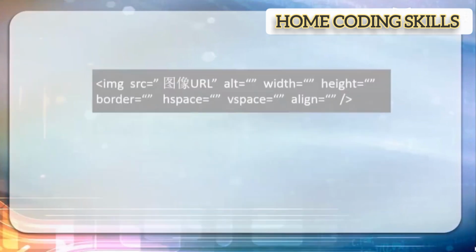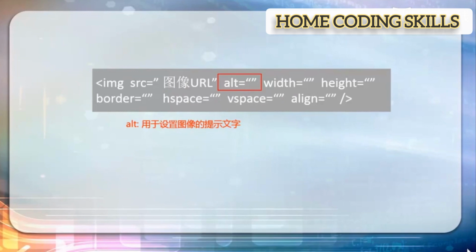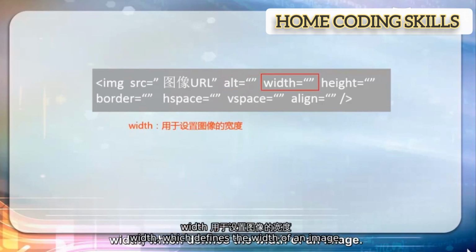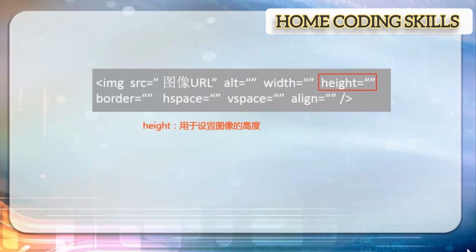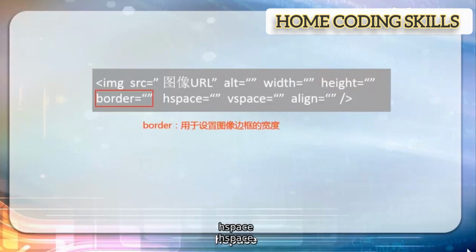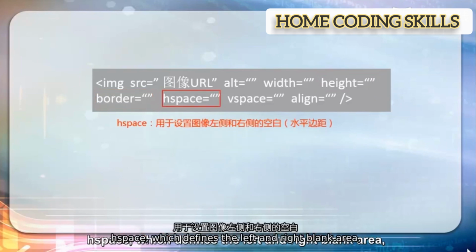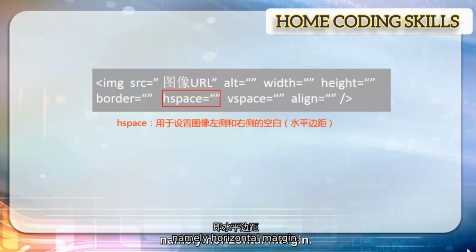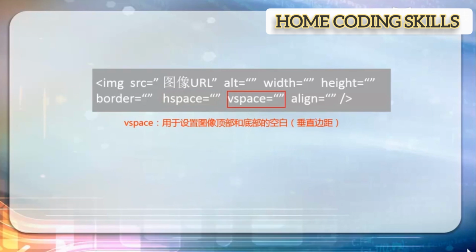For example, alt, which defines the prompt text of an image. Width, which defines the width of an image. Height, which defines the height of an image. Border, which defines the width of the image border. Hspace, which defines the left and right blank area, namely horizontal margin. Vspace, which is used to set the upper and lower blank area, namely vertical margins.